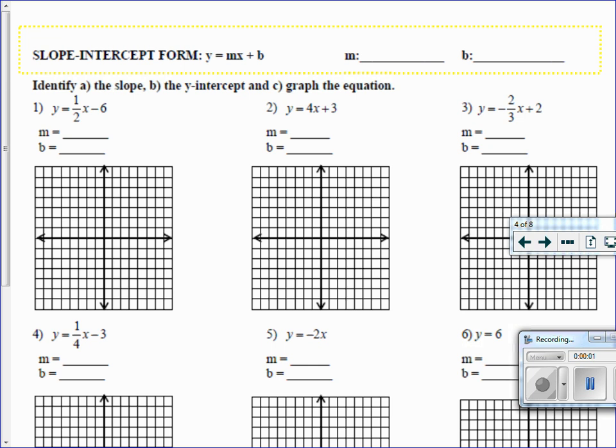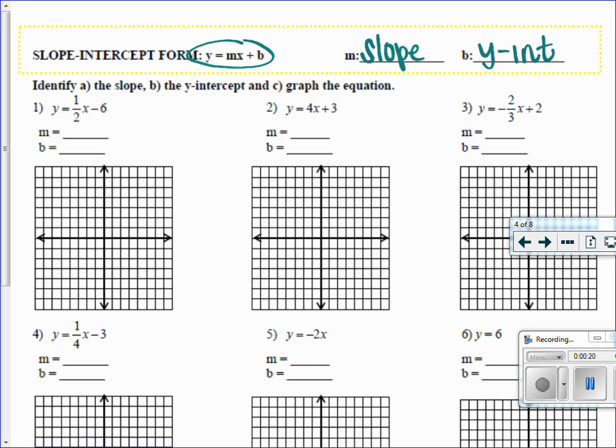Slope-intercept form. So slope-intercept form, y equals mx plus b. What does m stand for? Slope, good. What about b? Y-intercept. This beginning part should feel like a refresher of last year.